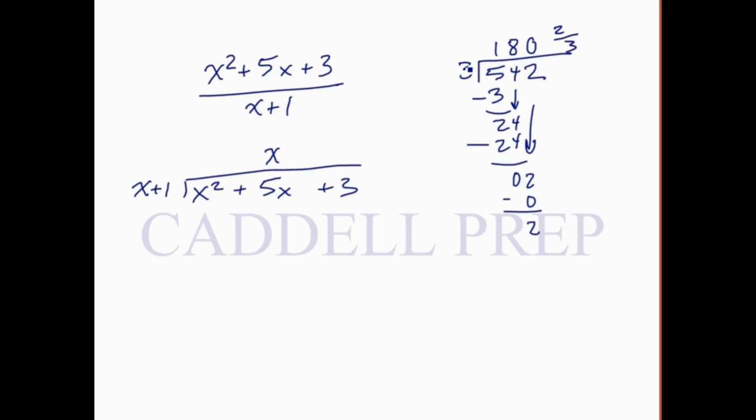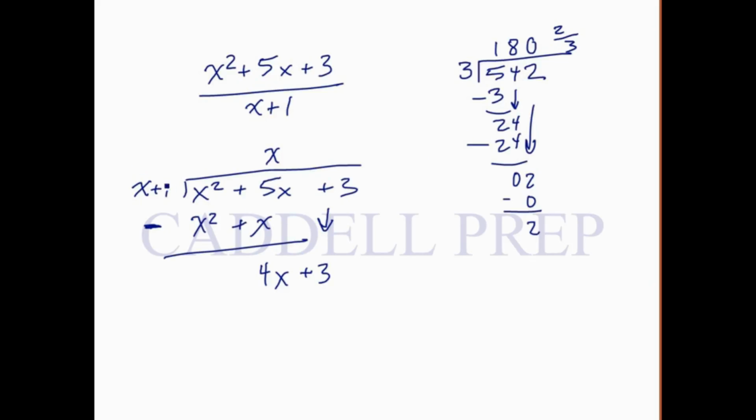So now just like here, when we saw that 3 went into 5 once, we multiplied 1 times 3. So we're going to multiply x times x plus 1, and we get x squared plus x. Now at this point you have to subtract the whole thing. So 5x minus 1x is 4x. X squared minus x squared is 0. Then we bring down the next thing, just like we did here. So bring down the plus 3.